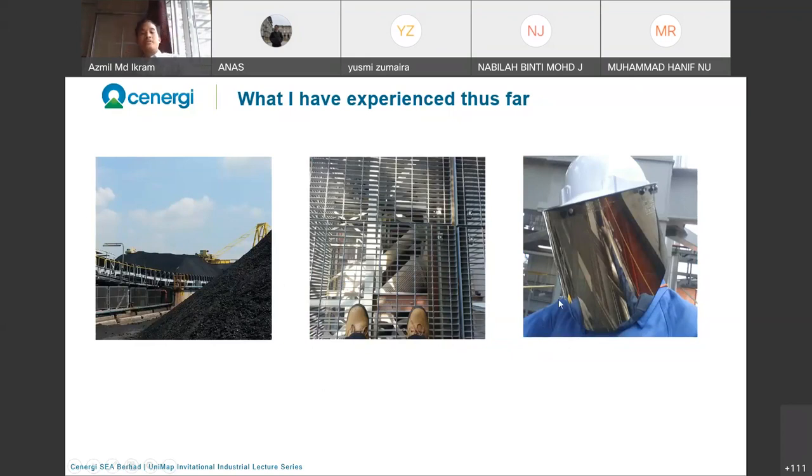This is based on my experience as a consultant for a coal power plant. Basically, when I was in my previous job before Synergy, we were the consultants for TMB fuel.